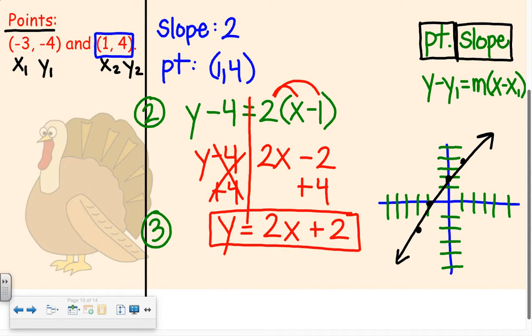Okay, so my line needs to go through the point negative 3, negative 4. Let's see if it did. Again, my graph isn't exact, but yes, it goes through that point. And let's see if it goes through the point 1, 4. Yes, it does. So I know that my line is right because it goes through those 2 points that it needed to.